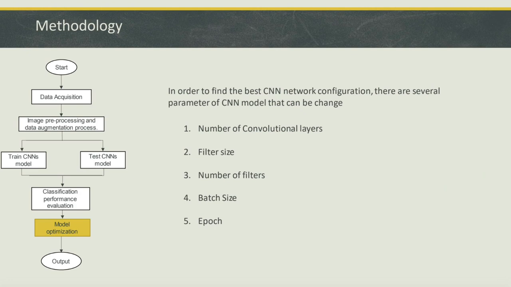For model optimization, in order to find the best CNN network configuration, there are several parameters of the CNN model that can be changed, such as the number of convolutional layers, filter or kernel size, number of filters, batch size, and epoch. Typically, each parameter will be tuned to find the best set of parameters for a particular problem. This parameter tuning is needed to find the right balance between bias and variance.